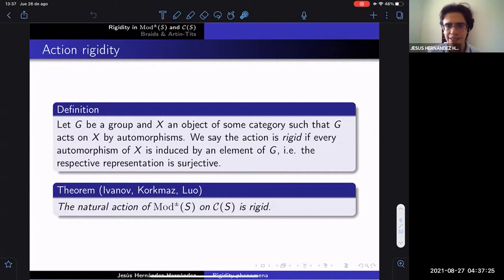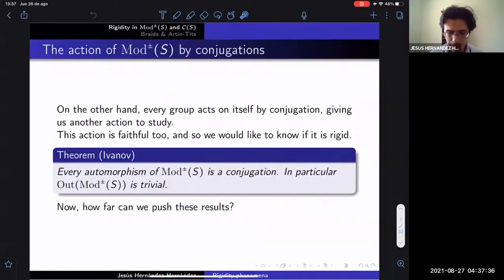Now we have that as a result on one hand, and on the other, we have another very natural action of the mapping class group, which is the action on itself by conjugation. So we can ask the same question: if we have this action, does every automorphism of the mapping class group to itself come from a conjugation? And it was a result by Ivanov that it is indeed the case. So in particular, the outer automorphism group of the extended mapping class group is going to be trivial.